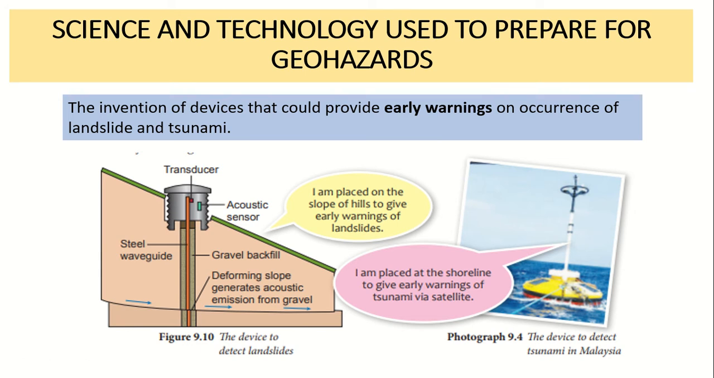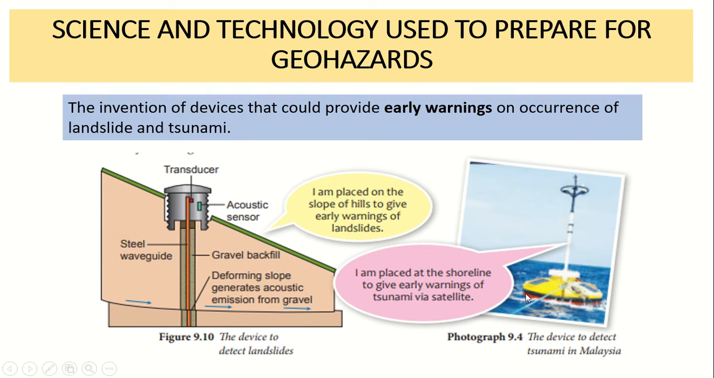Landslide tu tanah runtuh. So kalau tengok kat sini dia letakkan satu plate. Bila ada pergerakan sahaja, plate dia akan terganggu. So deforming slope generates acoustic emission from gravel. So bila ada pergerakan, dia akan detect kat sini lah. So dia dah boleh tahu keadaan tu akan jadi landslide. Yang ni untuk detect landslide.